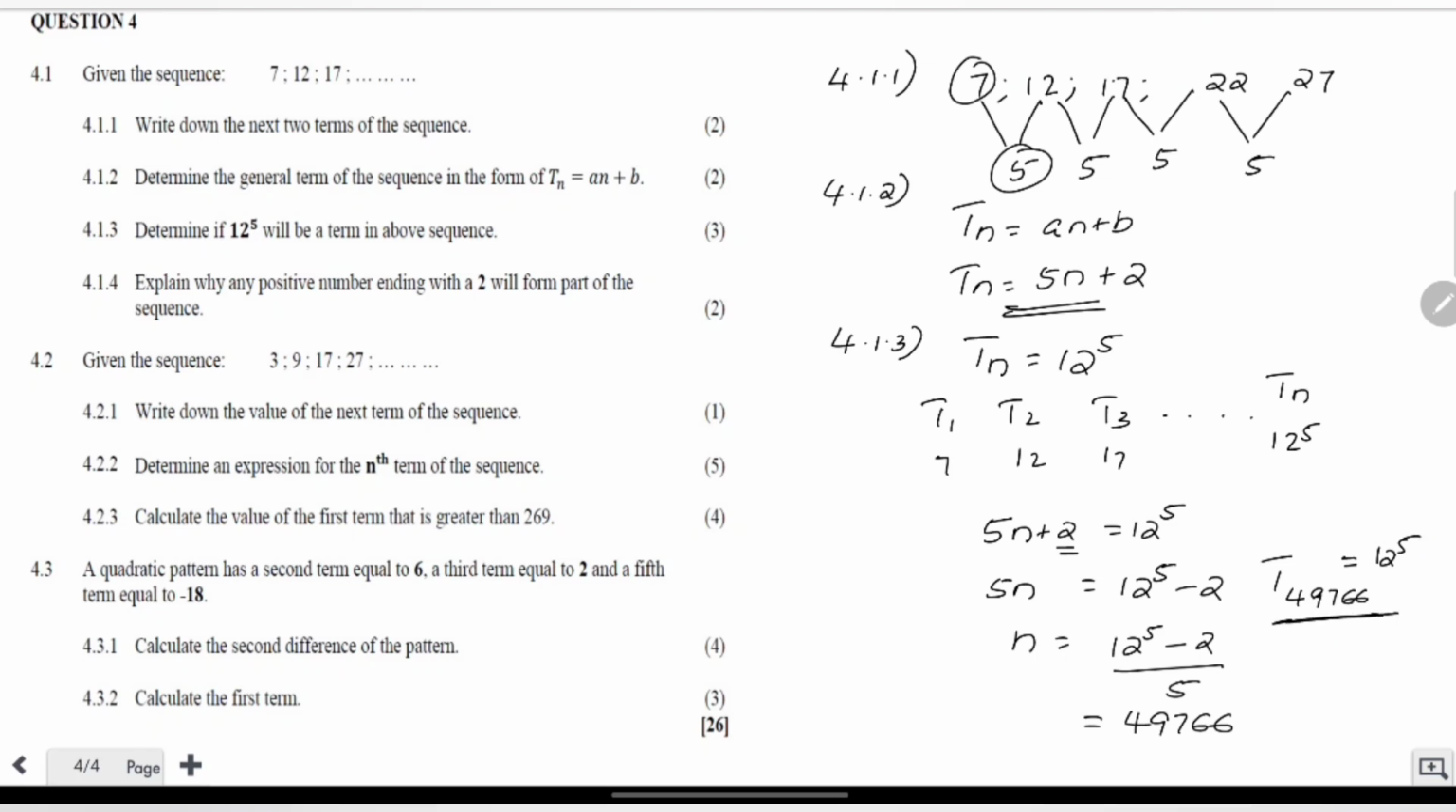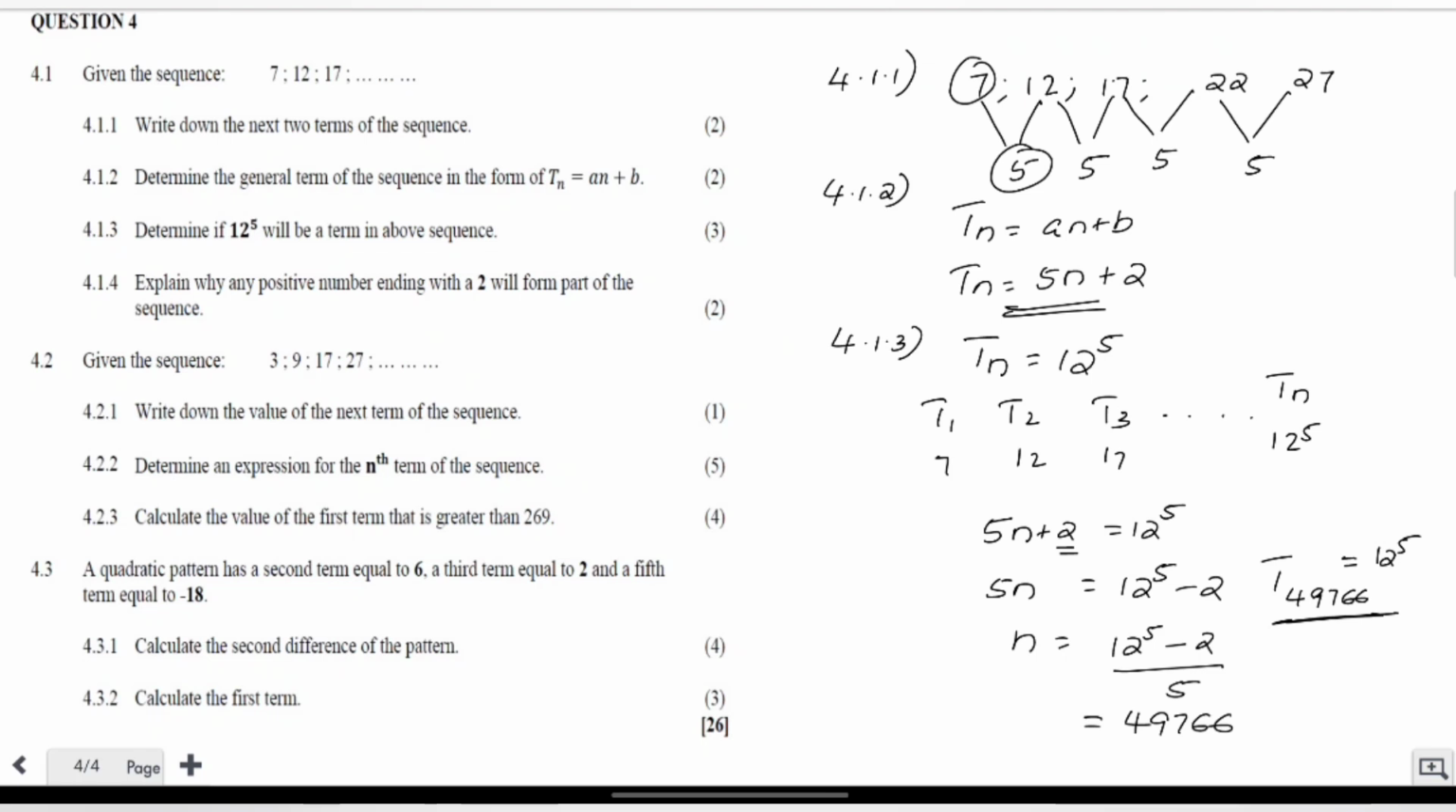Is it clear? Now 4.1.4, you have to write it in words. Explain why any positive number ending with a 2 will form part of the sequence. This is quite obvious because the general term is 5n plus 2. So for any term you want to find, multiply by 5 and then add 2.